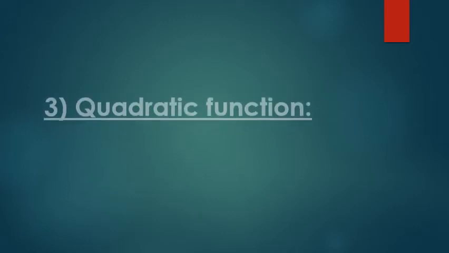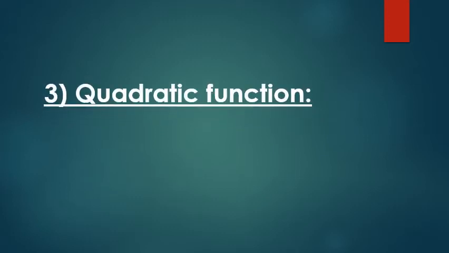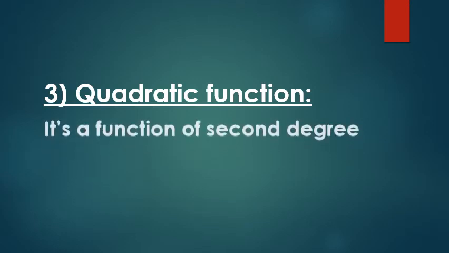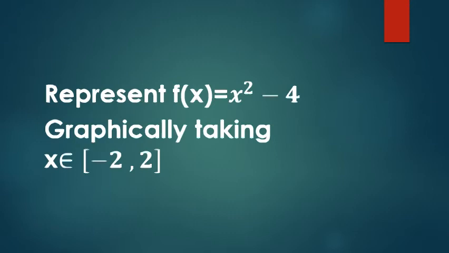And the other polynomial function is the quadratic function. The quadratic function is a function of second degree. For example, f of x equals x squared minus 4. Here the degree is second. It's called a quadratic function. How can I represent f of x equals x power 2 minus 4 graphically?